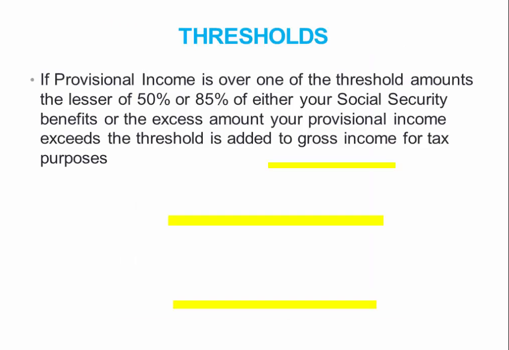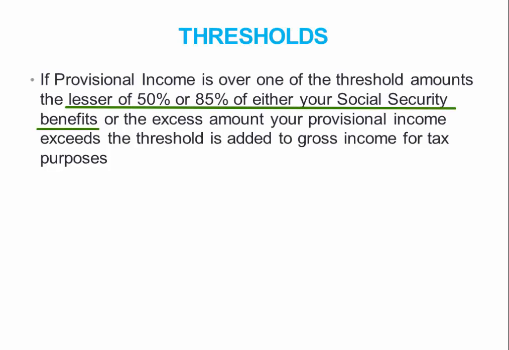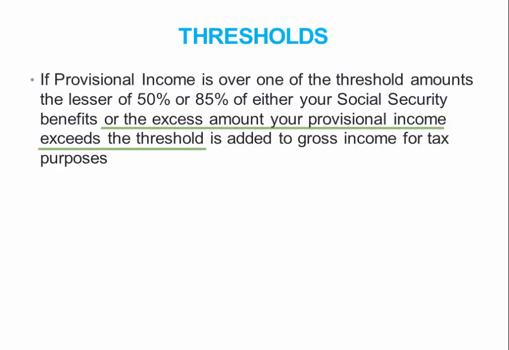If your provisional income is over one of these threshold amounts, the lesser of 50 or 85% of either your total Social Security benefit or the excess amount your provisional income exceeds the threshold is added to gross income for tax purposes in that tax year. The net effect is some of your Social Security is taxable. The income taxes you pay are credited back to the Social Security Trust Fund.